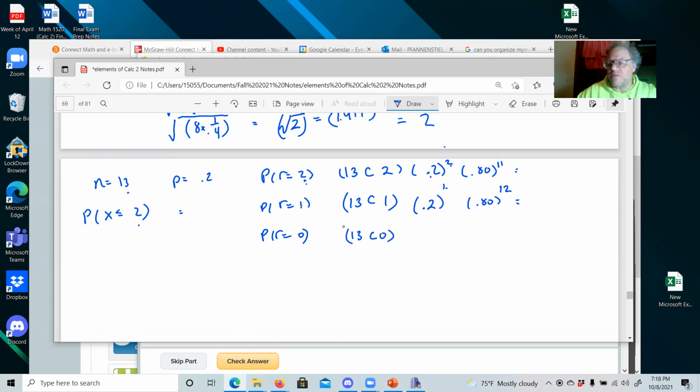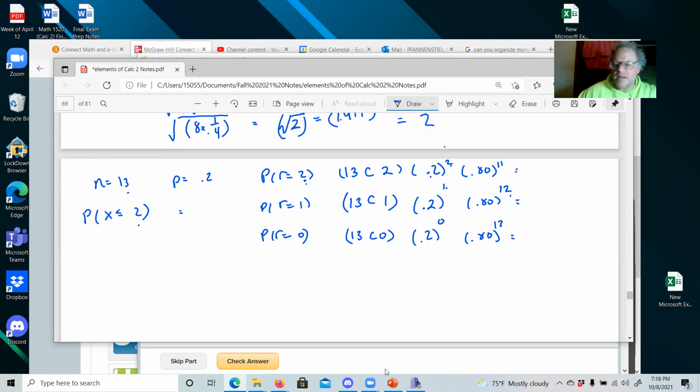Okay. I have 13 pens. You can't have any of them. How many choices do you have? 1. That's a nice collection of pens you got there. Okay. 0.2 raised to the 0, 0.8 raised to the 13th power.